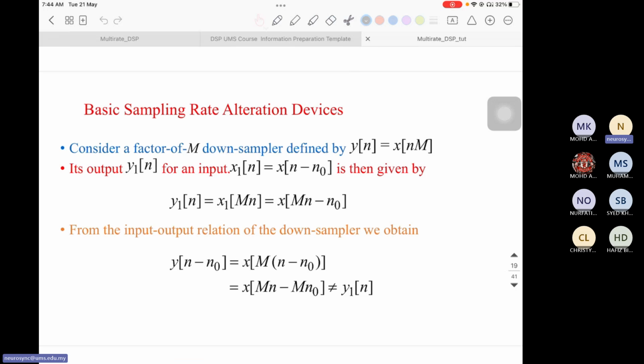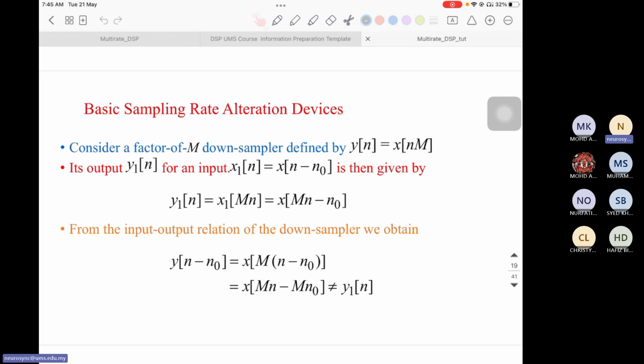Now we will consider a downsampler of factor M, so I want the signal to be downsampled by factor M. The input output relation I can write like this: y of n is the output of the downsampler and x of n is the input of the downsampler. Since we are doing downsampling by factor M, y of n is equal to x of nM.